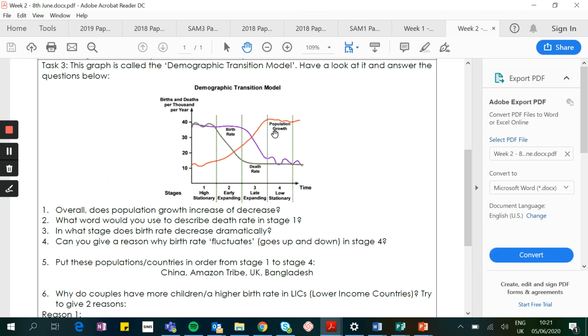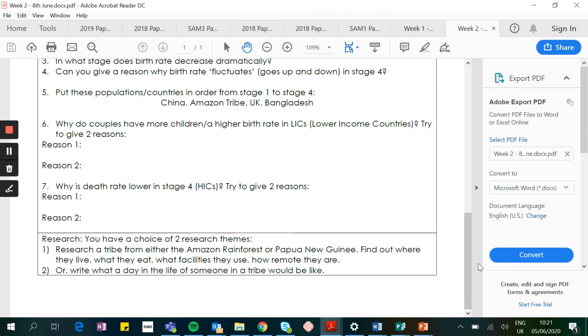about the demographic transition model. And you've got a nice simple version of it here. Again, birth rate, death rate, and the population growth. And then finally, there's a research task. So you've got 2 choices.